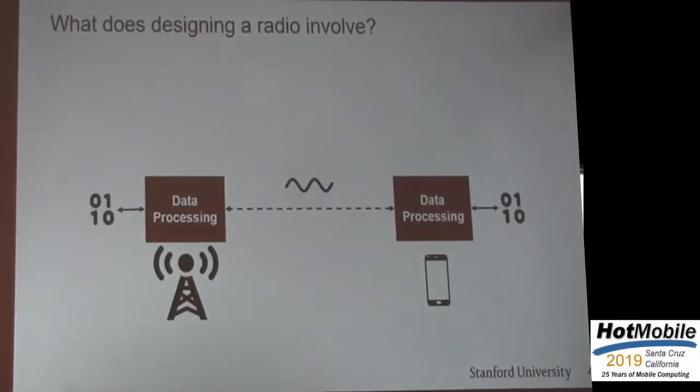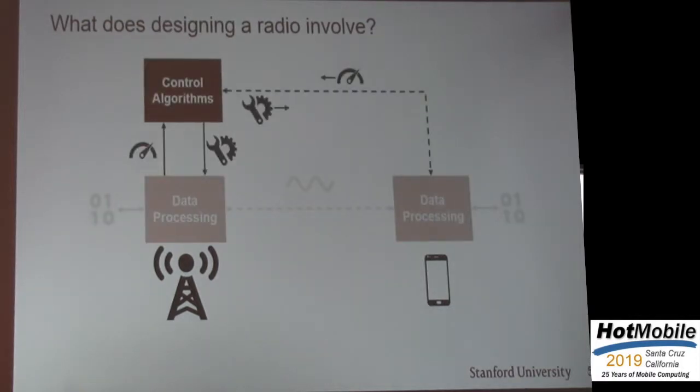Now, before we go into details about 5G, let's look at what designing a radio involves. A radio at a high level involves 2 pieces. First, there's a piece that does the data processing to convert bits to signals that can be transmitted over the air. The second piece is a set of control algorithms that configure and control how this processing is done. For example, the first piece does the modulation, but the second piece decides which modulation order or even which modulation scheme to use in that scenario.